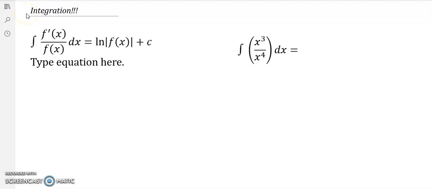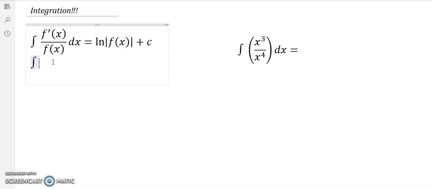Still on integration, we got some aspect of indefinite integral. Just like here, we have the integral of f prime of x divided by the original function f of x dx equal to ln the absolute value of f of x plus the constant c. However, to write it in this form, the numerator must be the derivative of the denominator. Alright guys, let's take a few examples.